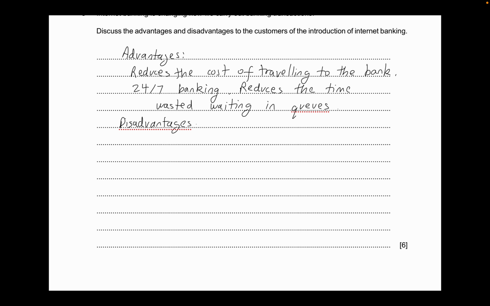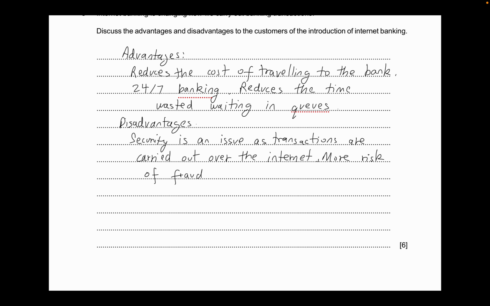Less physical banks means that people have to travel further to go to the bank. So if there are not so many bank locations, you can mention that there's a security issue as transactions are carried out over the internet. Okay. More risk of fraud. Hopefully you guys know, more risk of fraud, or phishing.